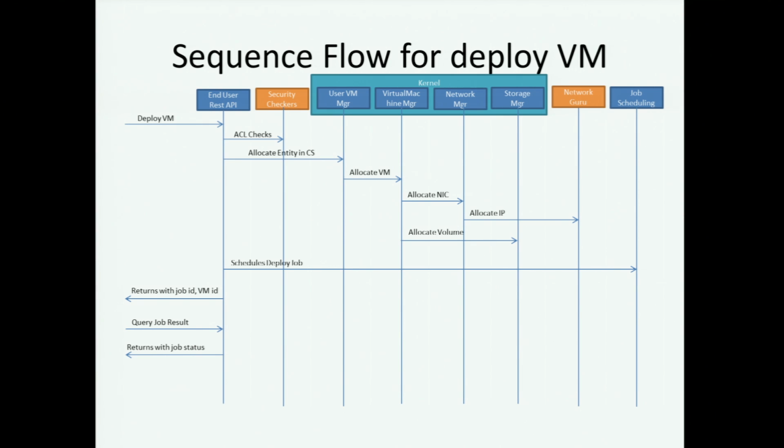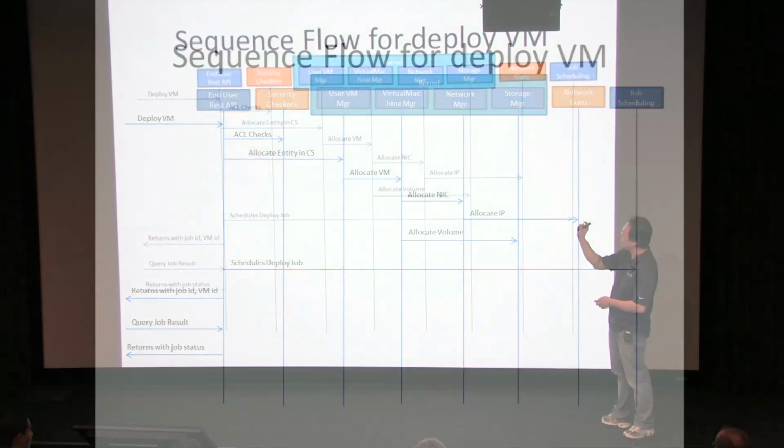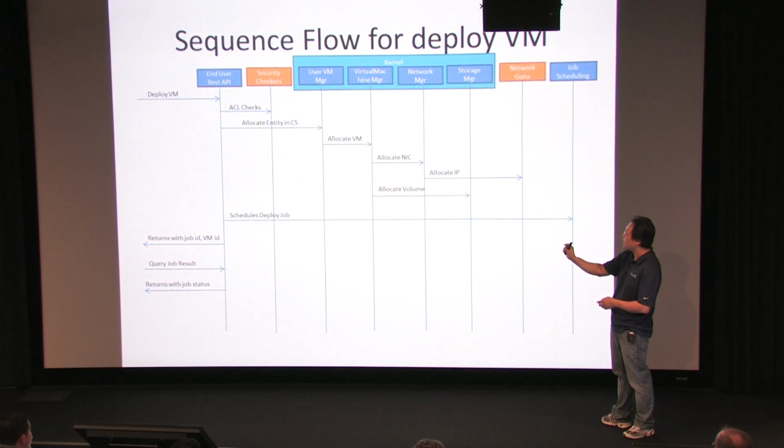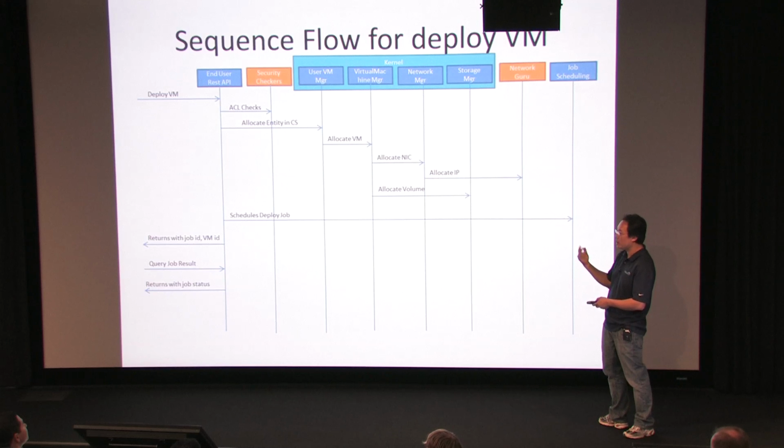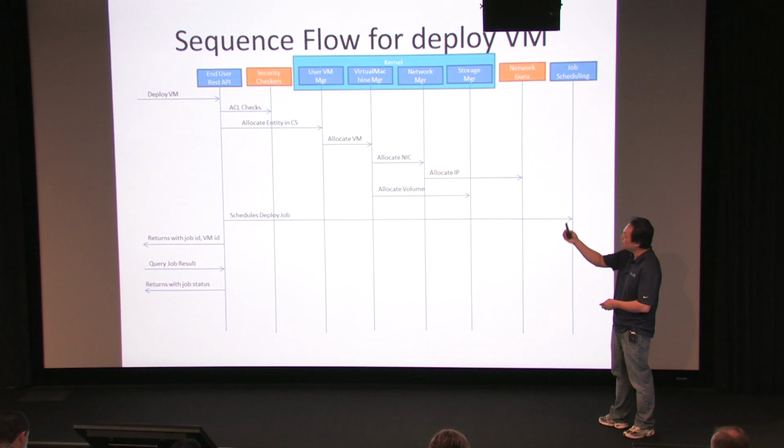I don't have the PowerPoint here, and so that would be the job between our REST API and the kernel. We schedule that, and then we return and say, okay, here's the job ID, and here's the VM ID. And the caller from there on will query the job results. They can also call get VM on the ID and see what its current status is.